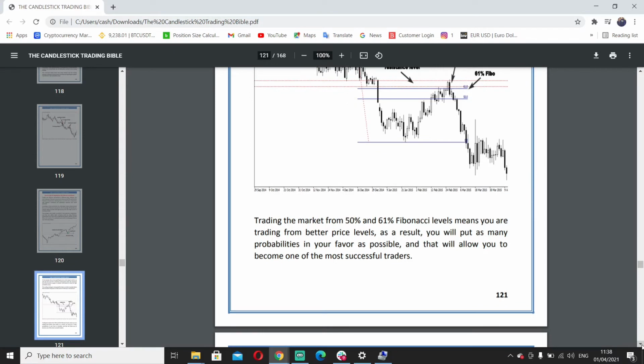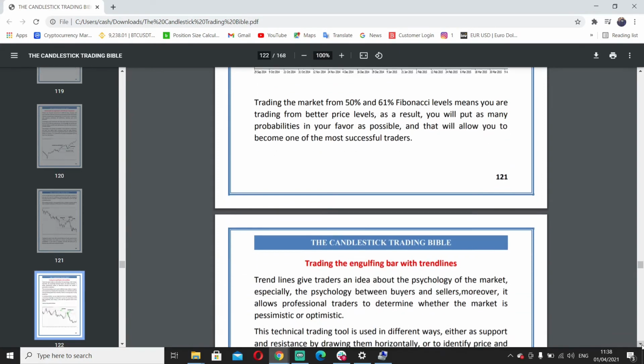So trading the market from 50 and 61% levels means you're trading for better price levels. As a result, you'll put as many probabilities in your favor as possible, and that will allow you to become one of the most successful traders. And as you can see from my illustration, there were a lot of indicators that showed bearish movement and a lot of confirmations that you could have used. But nevertheless, nothing is guaranteed in the markets, so always protect your capital.